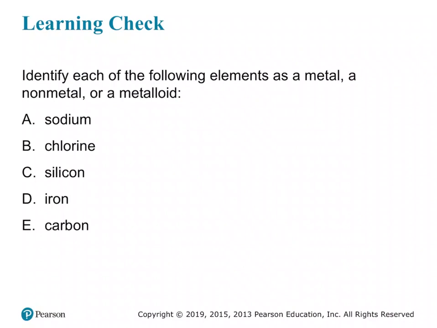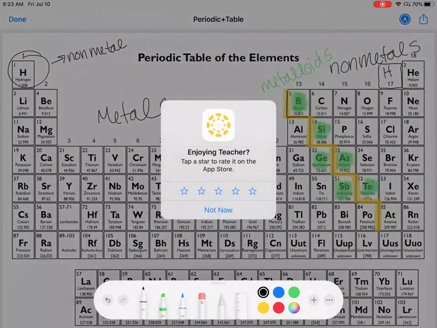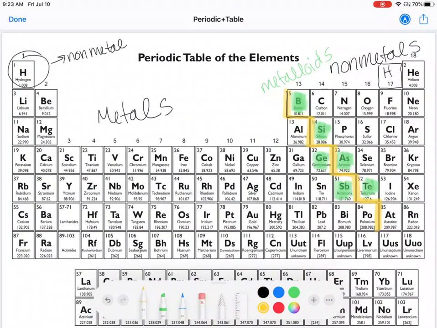Okay, so A is sodium. Is sodium a metal or a nonmetal or a metalloid? So let's go to our periodic table. So sodium, let's use a different color. Sodium's right there. It's number 11 on the periodic table. And it has the symbol Na. So that is in group 1, which is the alkali metal group. So it's in the name. It's a metal.